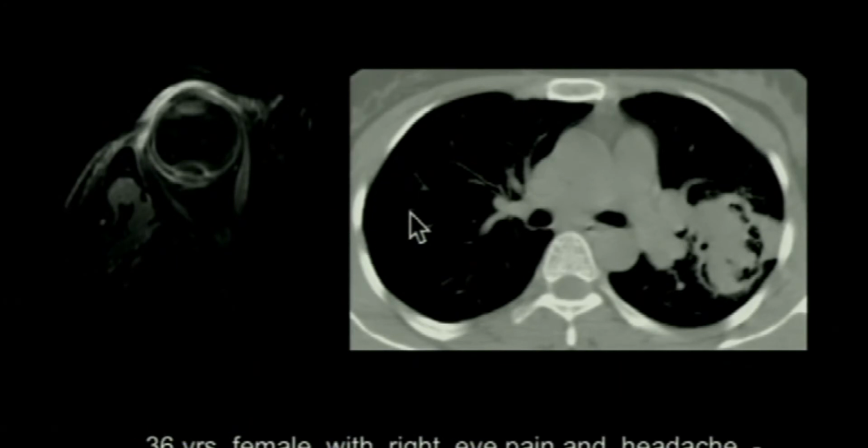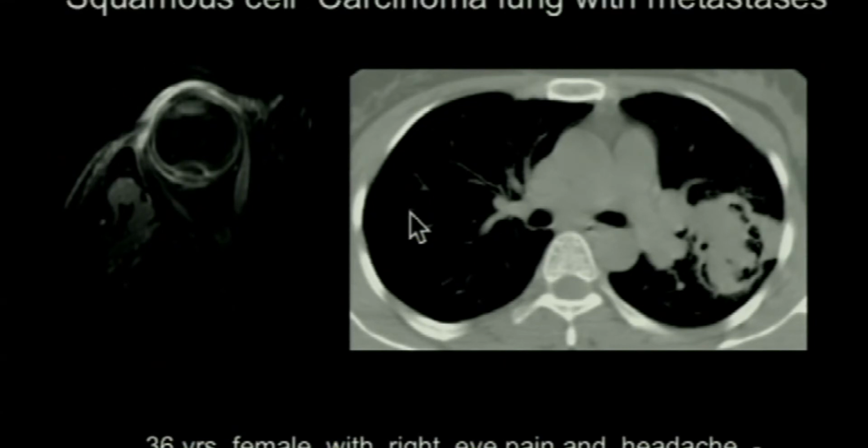Two months later, she came back with worsening of the right eye. The right eye had almost gone, had melted away, and the biopsy from the eye then revealed a squamous cell carcinoma from lung, and the eye was actually metastasis.